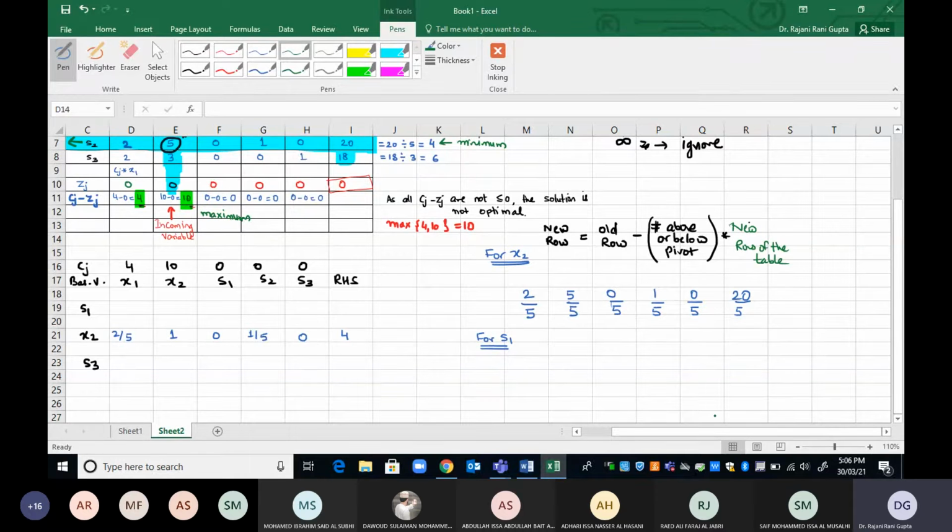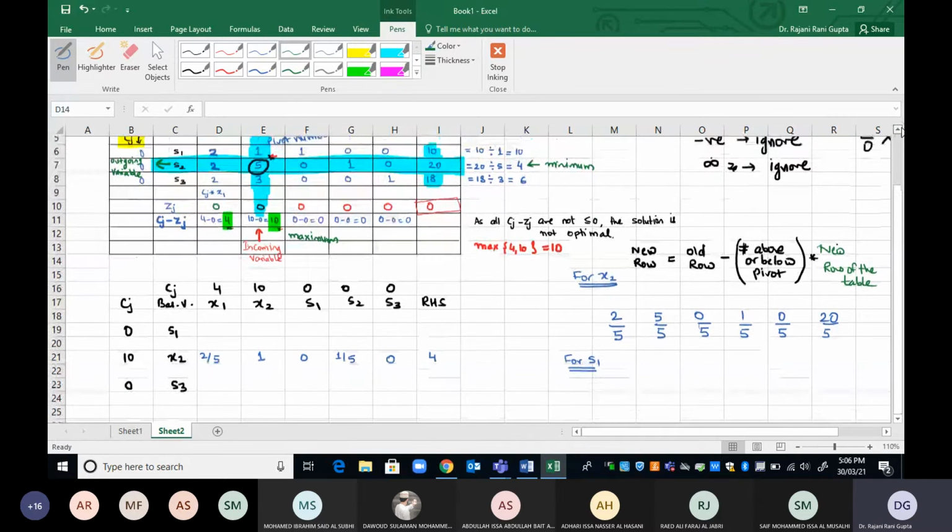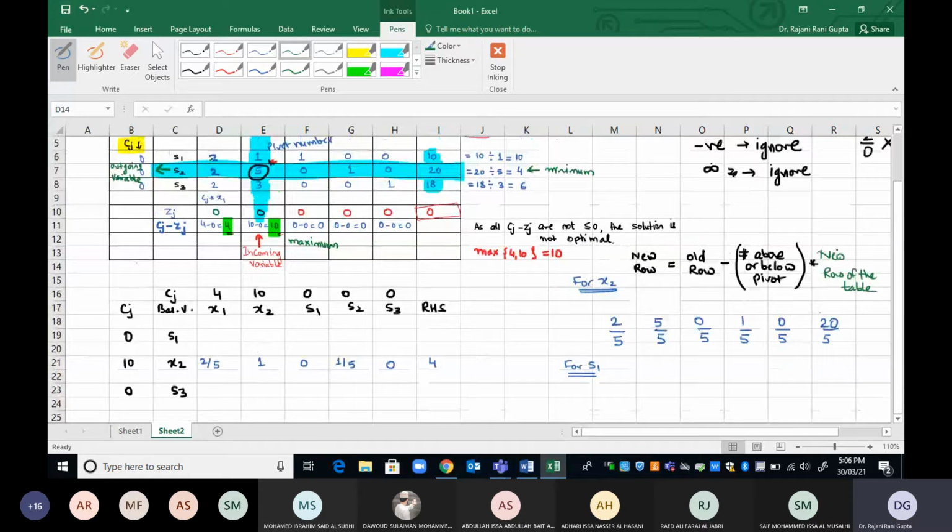So for S1, what will happen? Let's see. Old row numbers are 2, 1, 1, 0, 0, 10. So we will write them. I will write it in this, because we have to do calculation. 2, 1, 1, 0.